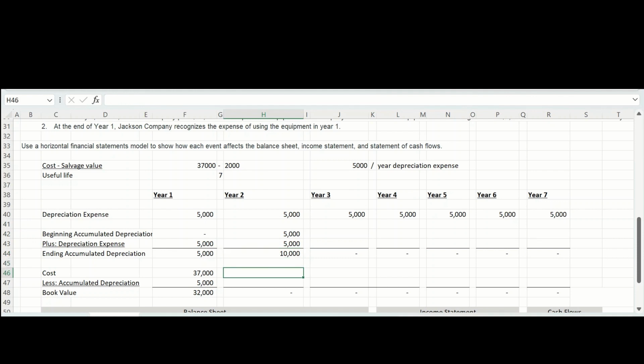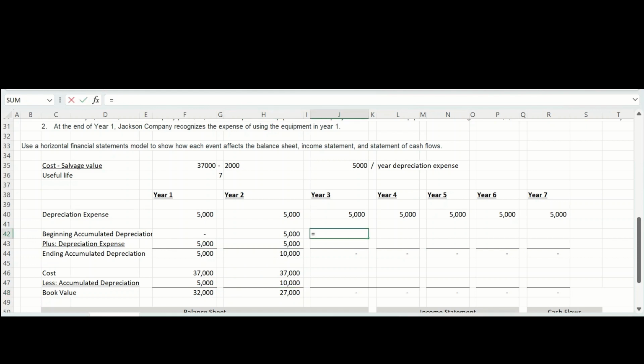Now, what is my cost in year 2 of the equipment? The cost is still $37,000. We do not change the amount that the asset is recorded in the books. The way that we show the value declining is by showing accumulated depreciation in the book value of the asset. So then we subtract our accumulated depreciation for year 2 and we get a book value of $27,000.